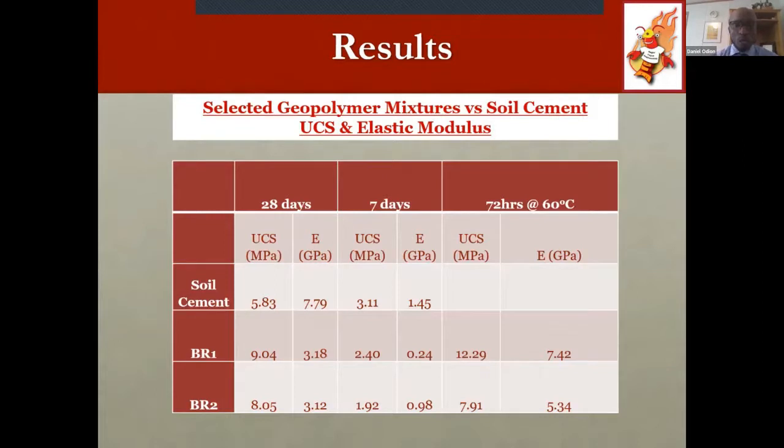Also, we noticed that the elastic modulus, as you can see, for the soil cement is higher than the geopolymer. This we found to be due to the fact that the geopolymer actually has a very high strain, which is a good property for them because that determines their resistance to cracking, as we'll find out later.